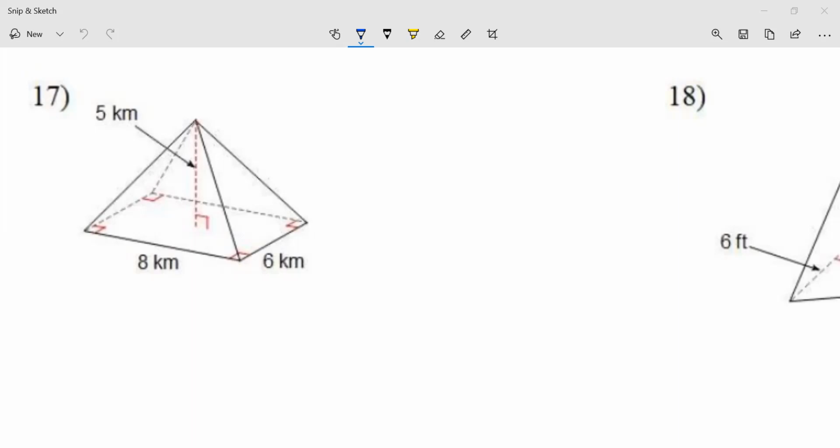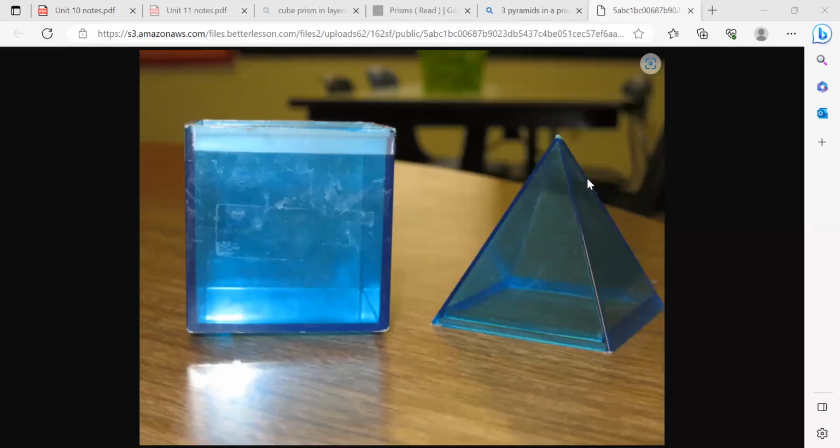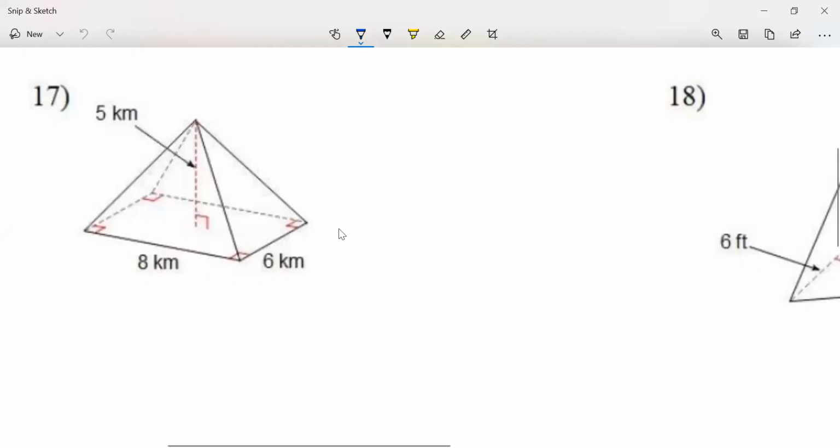Pretty cool. So now let me come back to question number 17. Remember, the volume of the prism is base times height. So pyramid is going to be base times height divided by 3. And the reason, like I said, is it takes 3 pyramids to make one prism.